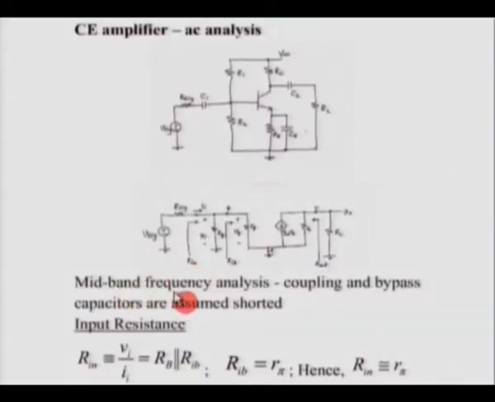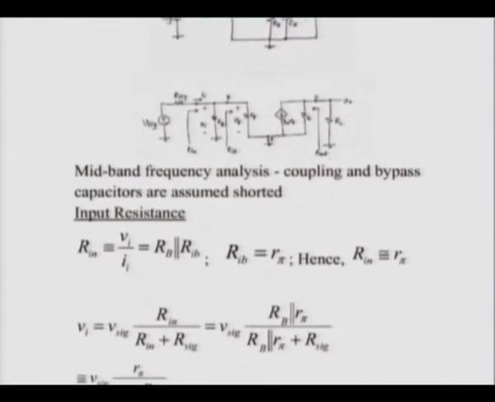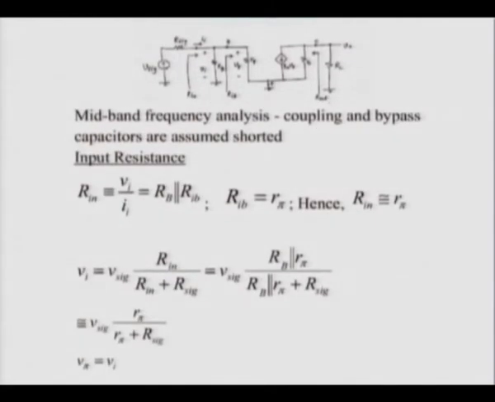The mid band frequency is the region where the frequency response is flat, or the gain is constant. So we assume that in this particular region the coupling capacitors as well as CE are short circuits, their impedances are negligible, and the device capacitances are open circuits. So when we talk about an AC analysis, we are talking about the mid-band analysis. Now again let us look at the equivalent circuit and try to get some expressions for the amplifier parameters.